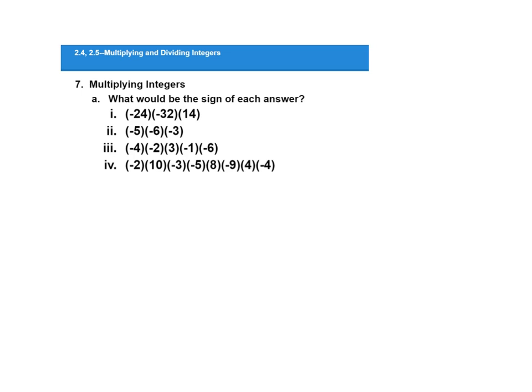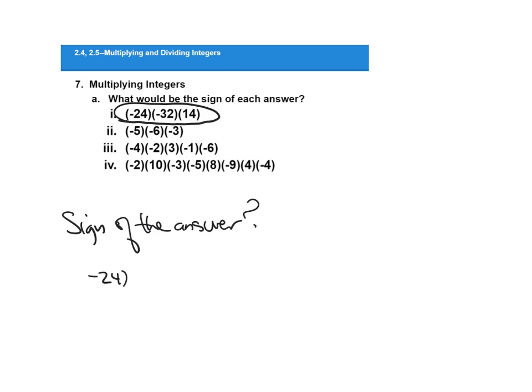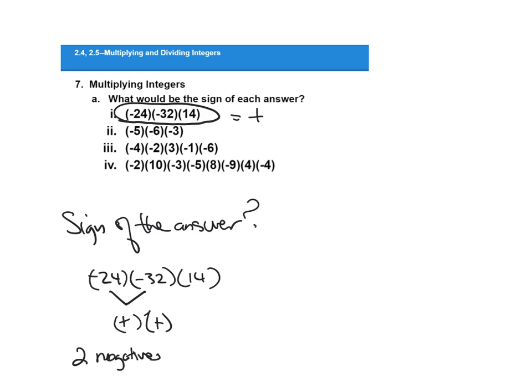So knowing those rules, when we look at a string of numbers being multiplied, you want to think about, well, what will be the sign of the answer? I'm not worried about the numerical answer. So on this one, we've got negative 24, negative 32, and a positive 14. Notice that this negative times a negative would be a positive, and then this 14 is a positive, so the answer to that would be positive. But notice you have two negatives. That is an even number of negatives. And an even number of negatives resulted in a positive.